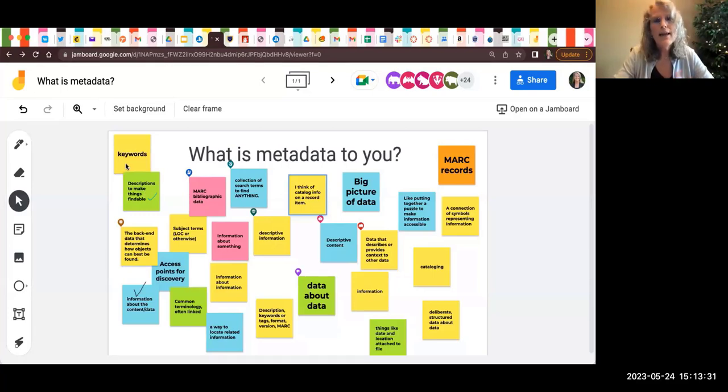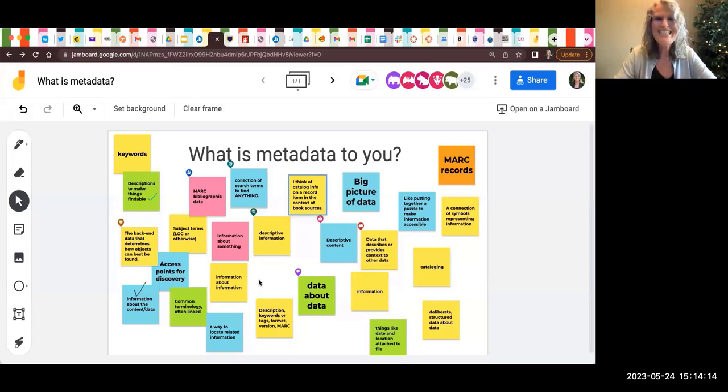Keywords, yes, thank you. I like that. That's probably the big way that I've used it with my students. MARC records, yes, I do remember studying about that. Cataloging, yes, I love that word. Access points for discovery, I like that one. That's excellent. The back end data that determines how objects can best be found. Absolutely. And that's one of the things I really wanted to impress upon my students, that these are not arbitrary. There's a way of determining how we can use metadata, especially in the controlled vocabulary sense. And we'll talk more about that a little bit later.